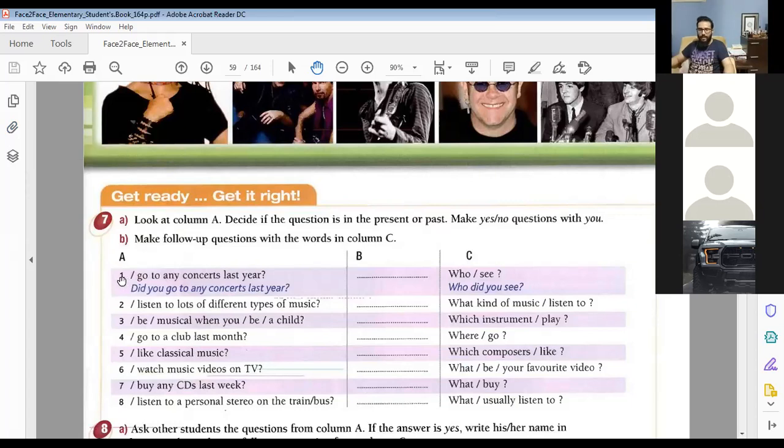All right, let's start with number 1. Is this in the past or the present? The past. Past. Correct. Correct. Okay. Now number 2, we have to make a question with yes. Do you listen? You listen. Okay. Very good. Is this present or past? Present. Good. Okay. So let's write it.